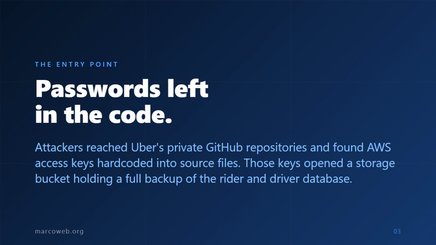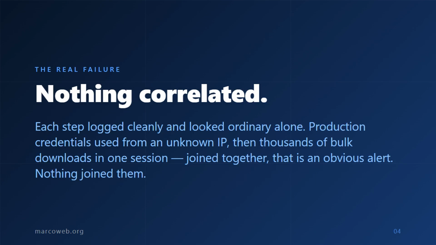The attackers reached private GitHub repositories, and inside the source code they found AWS access keys hard-coded and committed by developers. That is one of the most common vulnerabilities in modern software. Those keys opened a bucket containing a full backup of the rider and driver database. But the real failure was that nothing correlated.